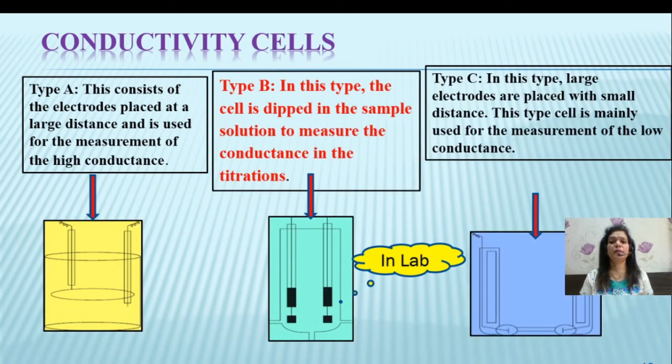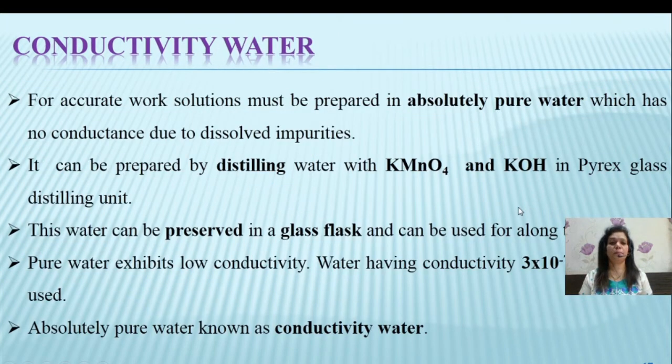Among them, we are utilizing type B. In this type, you just need to dip the cell inside the solution to measure the conductance. In type A, the electrodes are far apart from each other to measure the higher conductance, whereas in type C, large electrodes are placed with a small distance, and this type of cell is mainly used for low conductance measurement.